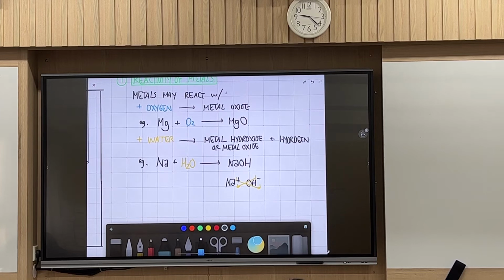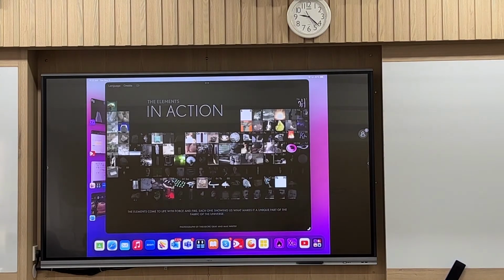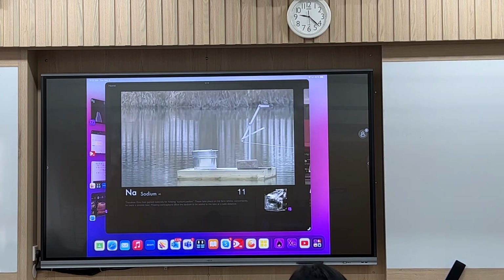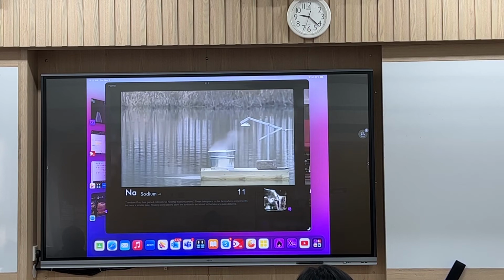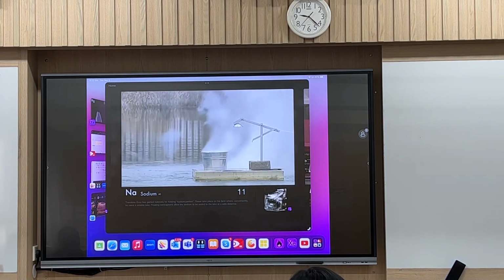And we have also hydrogen. So the hydrogen is the reason why it exploded when you put it in water. Let me show you that video again. So this one, this is sodium. So loud. So it's hydrogen that causes it to explode.